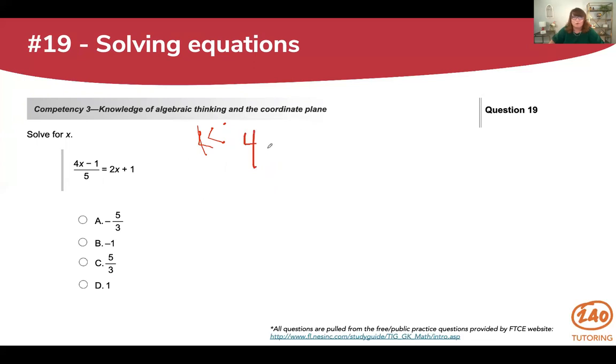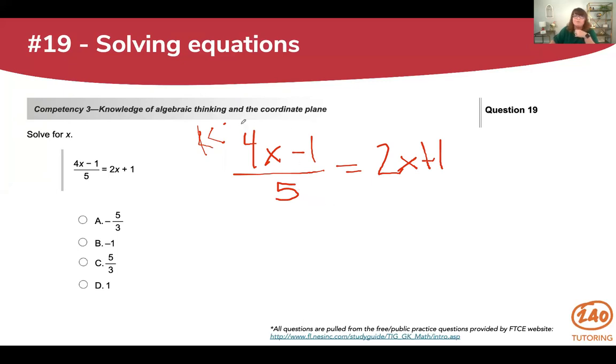All right, 4x minus 1. I need to rewrite this. It's just how my brain works. Divided by 5 equals 2x plus 1. Okay, now what I'm going to do is try to isolate the x's. Now we have x's on both sides, so that's going to be a little bit tricky. Here's how my brain thinks through it. I'm going to get rid of this division sign because it's making things complicated.